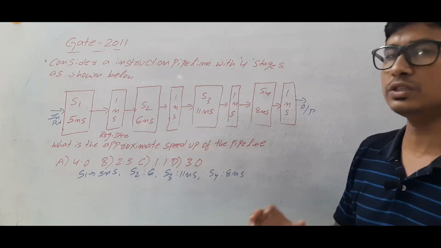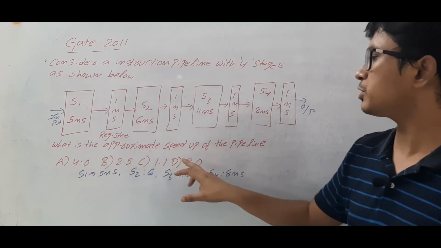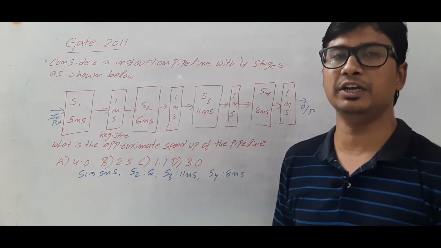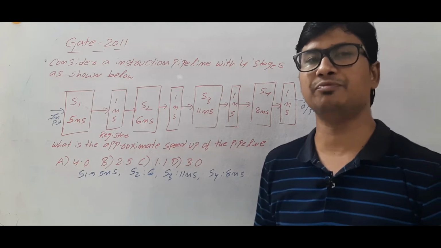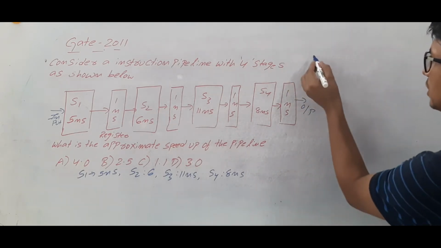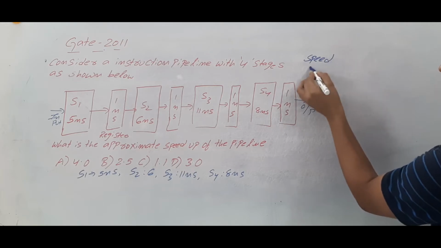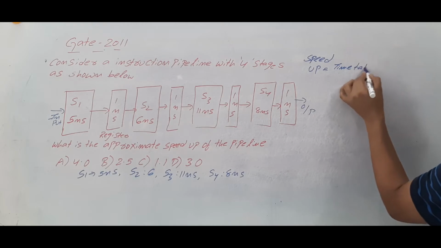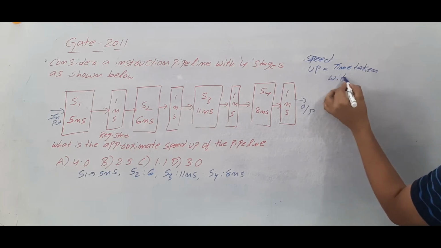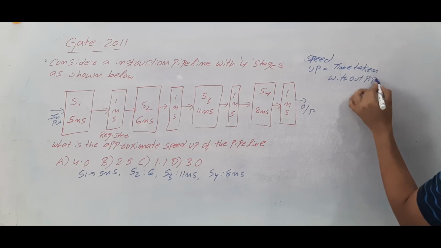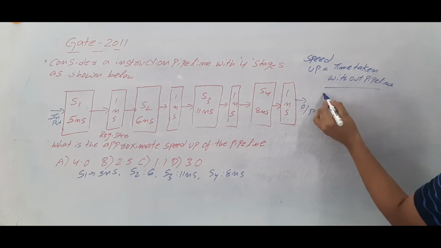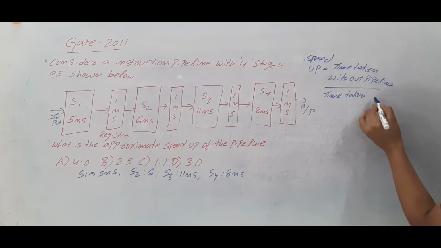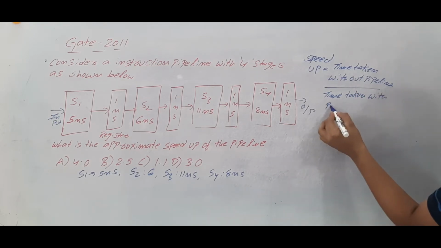Now what is the question they are asking? What is the approximate speed up of the pipeline? They are asking us to calculate the speed up factor. How can we calculate the speed up factor? Speed up factor is equal to time taken without pipeline by time taken to execute the same number of instructions with the pipeline.